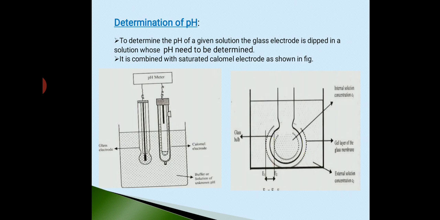The inner side of the glass membrane experiences one kind of electrode potential, and the outer surface of the glass membrane experiences another type of electrode potential. The electrode potential developed outside the surface of the glass membrane is considered as E1, and the electrode potential experienced at the inside surface is considered as E2.